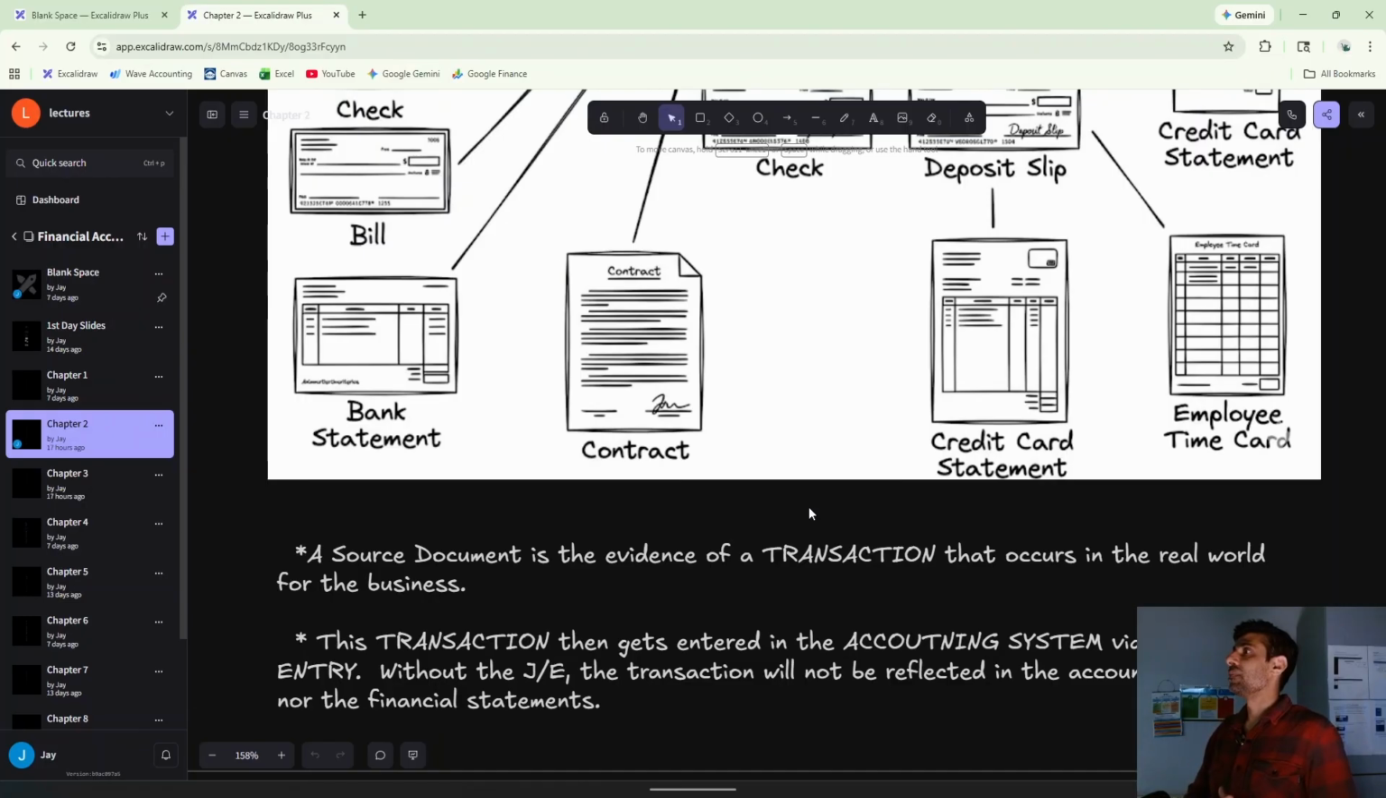So the flow is: some economic event happens, some source document is created. That source document is then shared with the accountant or the accounting department of your business. That accounting department converts that source document into a journal entry, and then the journal entry updates your accounting system.